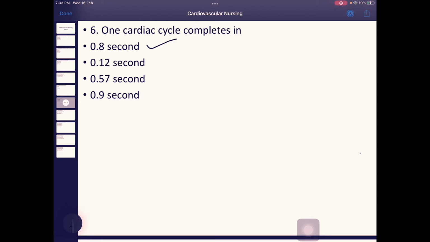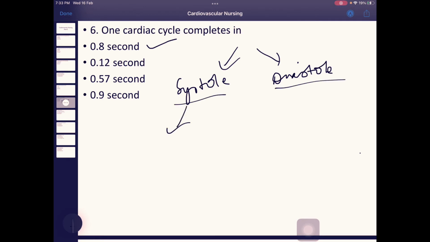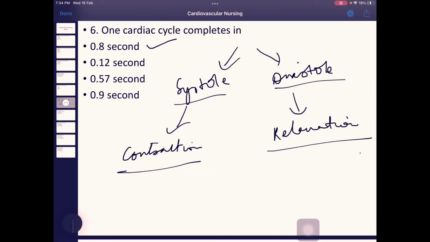So what do we know about the cardiac cycle? One cardiac cycle means one heartbeat. It is divided into systole and diastole. So what does it mean? Systole means contraction and diastole means relaxation. First the heart will contract and then it will relax. The complete cycle of contraction and relaxation of the heart is called one cardiac cycle, and it takes about 0.8 seconds.